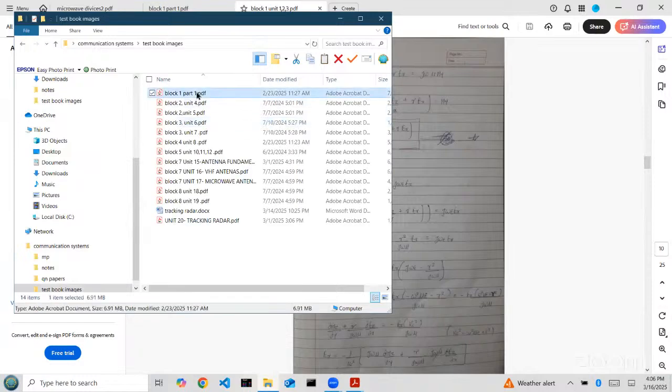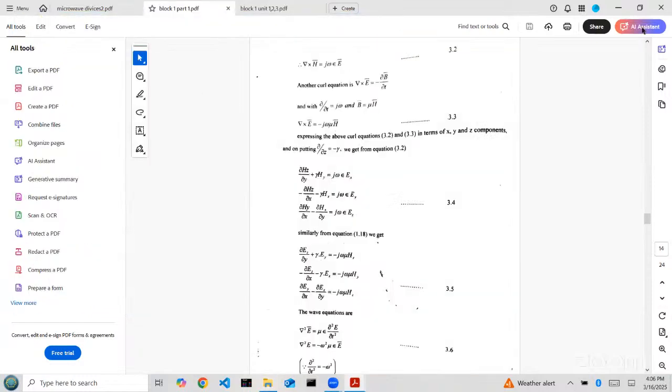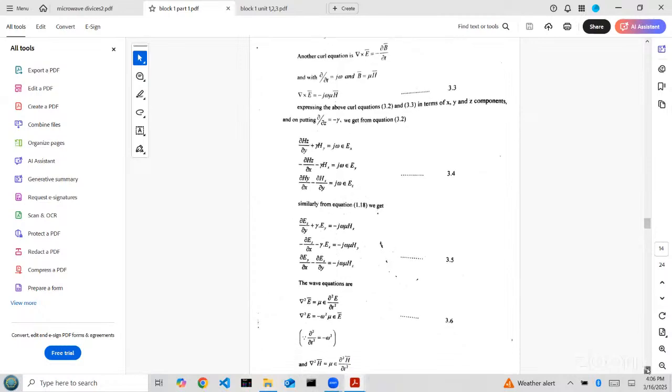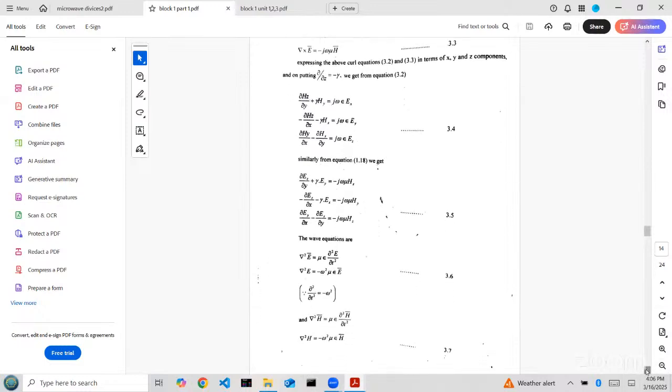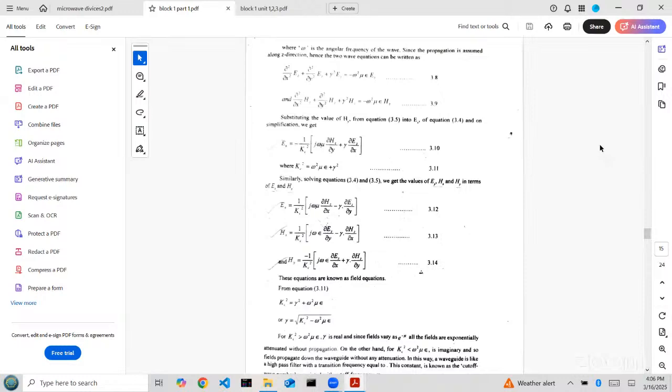Here we know that ∂²/∂t² is equal to minus omega square. Substitute this here. Similarly, we can get del square H: del square H is equal to mu epsilon ∂²/∂t² of H. After that, del square H is equal to minus omega square mu epsilon H, because ∂²/∂t² is minus omega square. This one is splitting and we are getting 3.8 and 3.9.